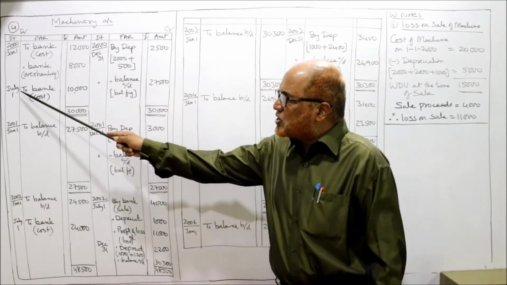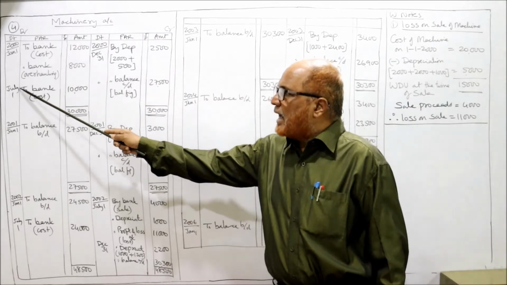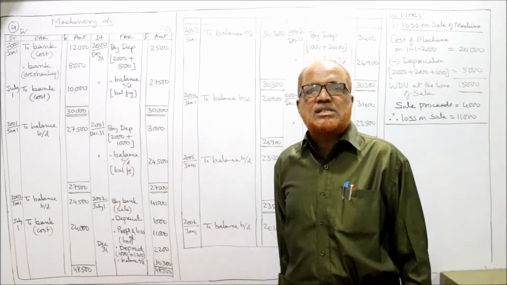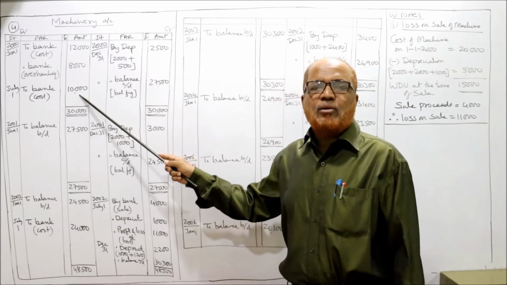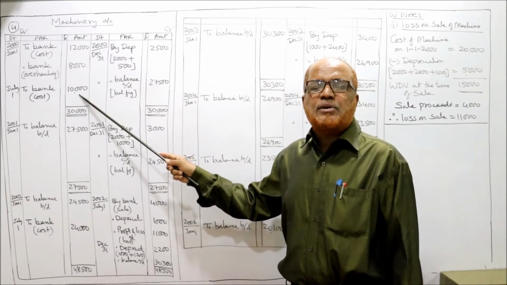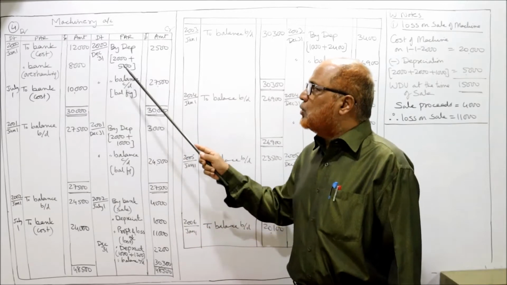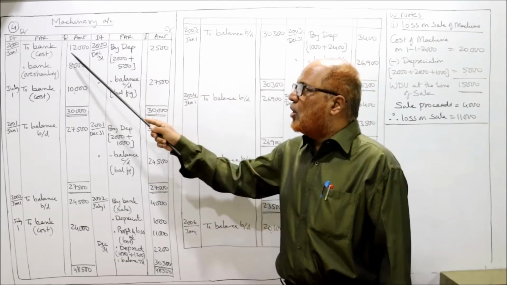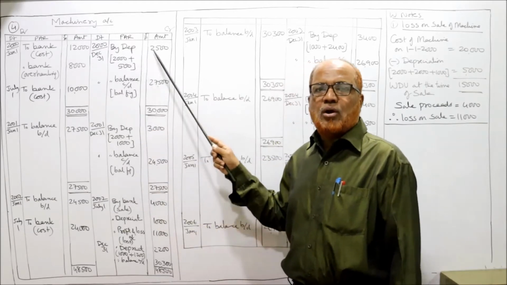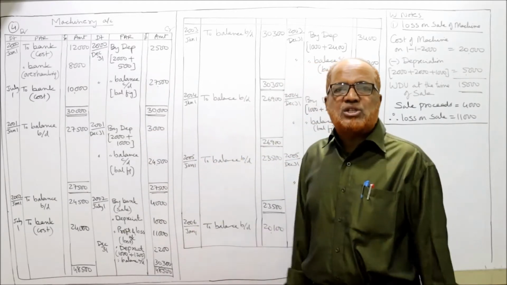But here the machine is purchased on July 1st. So July 1st to December 31st, 6 months, half year. So 1,000 is the annual depreciation. For half year depreciation, 500. So 2,000 plus 500, 2,500 is the total depreciation on both the machines. Now we'll take the balancing figure.